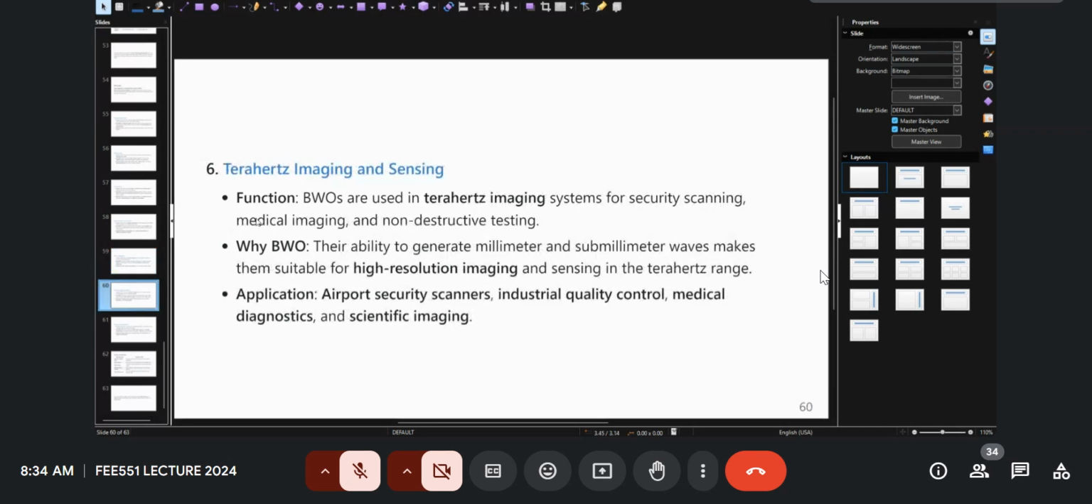We are close to the end. Terahertz imaging and sensing. This is also another one, for security scanning, medical imaging, and destructive testing.